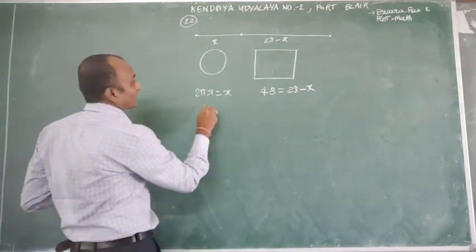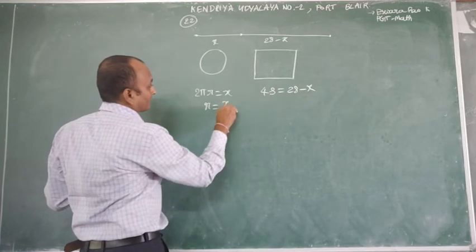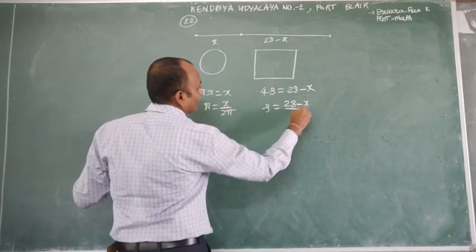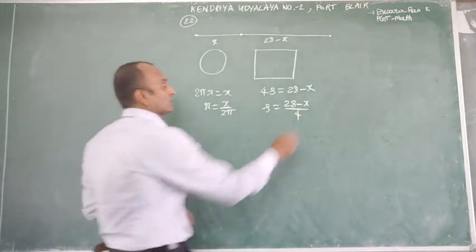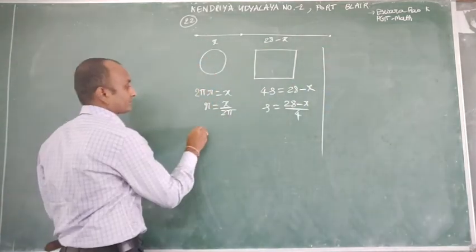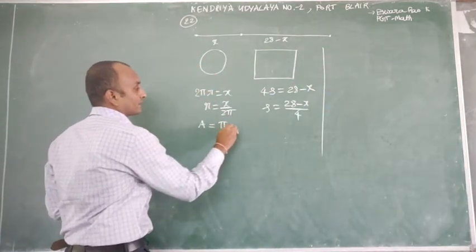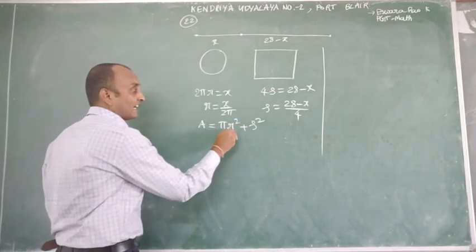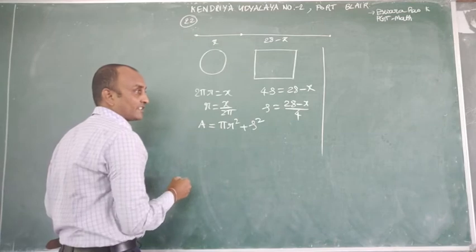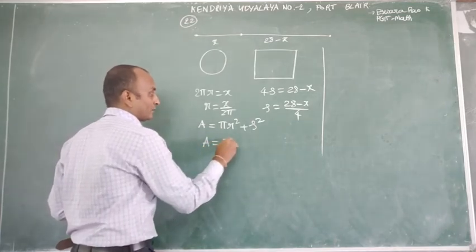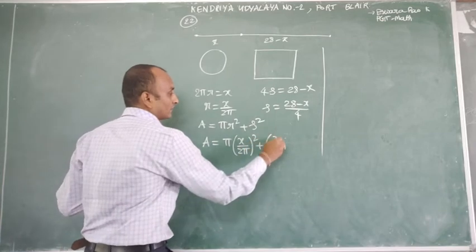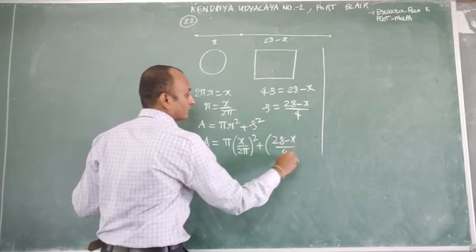So first of all, write r in terms of x: x by 2 pi, and s in terms of x: 28 minus x by 4, right? Now what is the combined area? Pi r square plus side into side, side square. It is to be minimum, but r and s both are variables. I cannot differentiate now. I just express it in one variable: pi into x by 2 pi whole square, plus 28 minus x by 4 whole square.